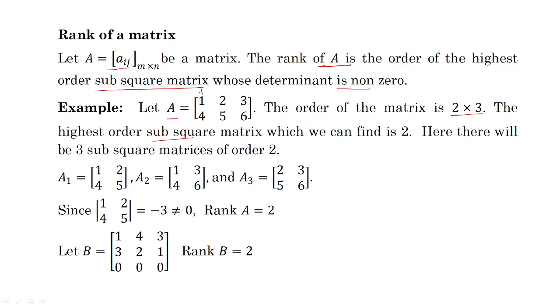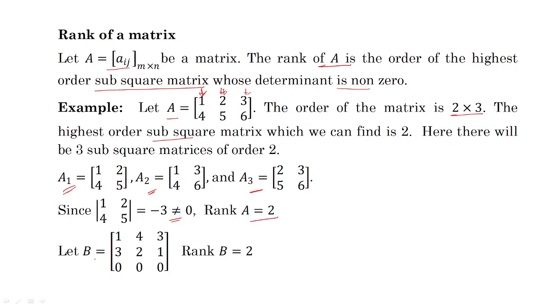Look at this. If you choose the first column and second column, then you will get A1. If you choose the first column and third column, then you get A2. If you choose the second column and third column, then you get A3. These are the sub-square matrices of highest order, that is 2. Now if you find the determinant of one of these matrices, for example take A1, its determinant is non-zero, therefore its rank is 2.